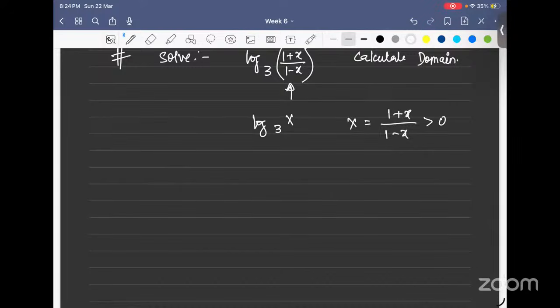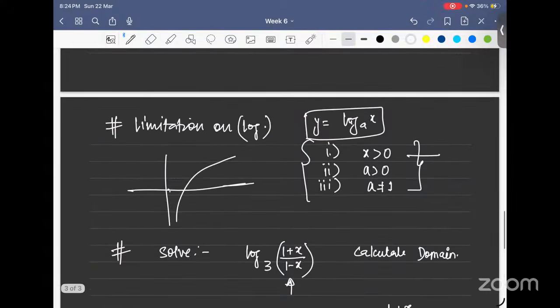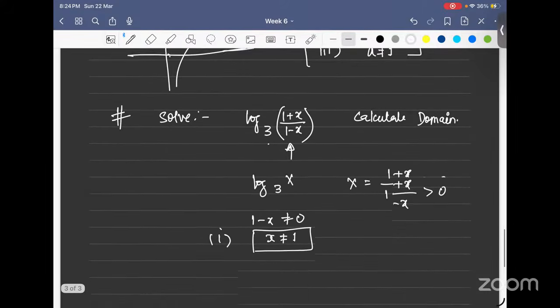Correct? One condition, and the other condition is what? This denominator can't be 0, right? So this 1 minus x should not be equal to 0. So x should not be equal to 1. That is clear from the first condition. And then the second thing is what? The other condition has been satisfied: A is greater than 0, A is not equal to 1. So you just have to check for the first condition, right?